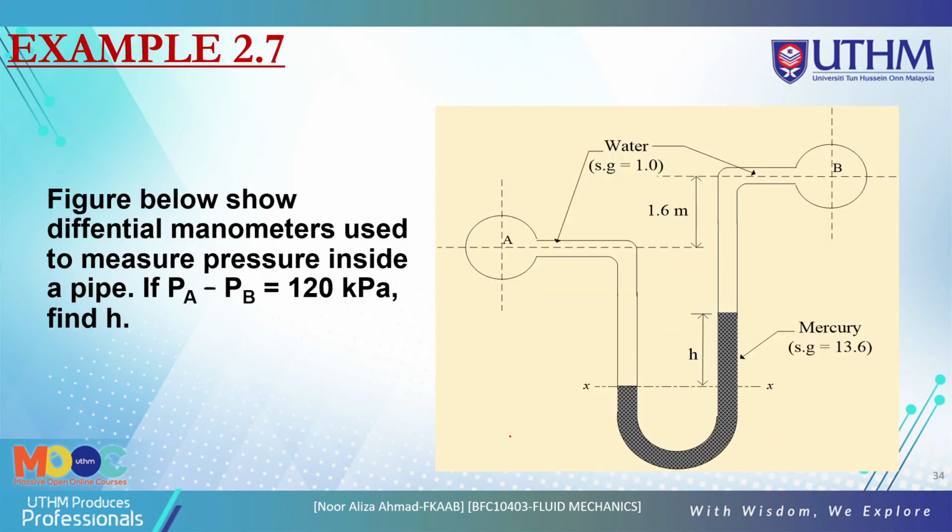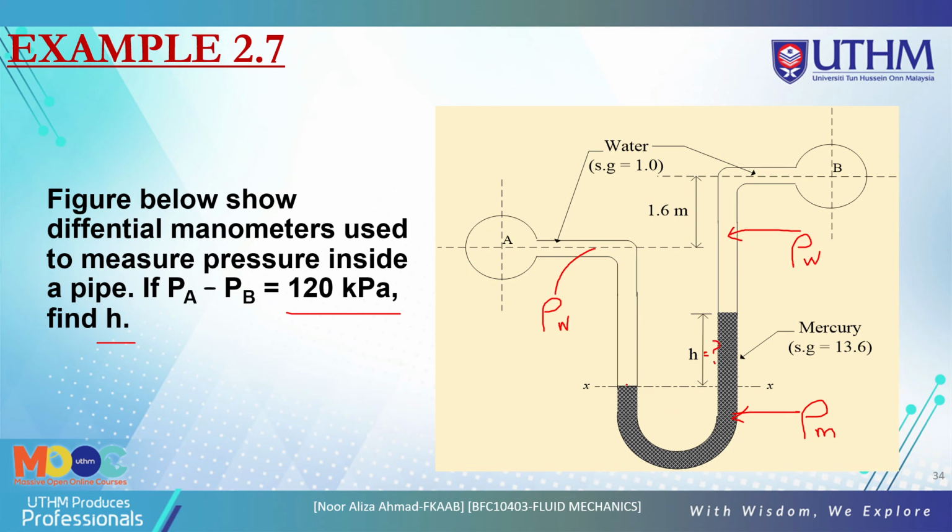Now you look at the example here. They give you the density of water, and also the density of water, and this is the density of mercury. The figure below shows a differential manometer used to measure pressure inside a pipe. If PA minus PB is given, find the H here.